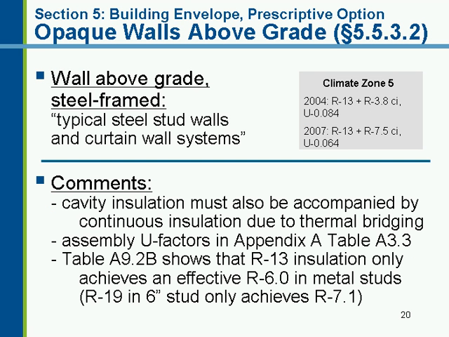For walls above grade, the third type, steel stud walls, it's typical steel stud walls and curtain wall systems. And here the description is a little more complicated. So for 2004, it's R13 cavity insulation plus R3.8 continuous insulation. So it's essentially the amount of insulation that you'd put in a 2x4 stud, and R3.8 is perhaps 1 inch of rigid insulation. And you see for 2007, this is going up to R13 cavity plus R7.5 continuous insulation. So that's 1.5 inches or 2 inches of rigid insulation.